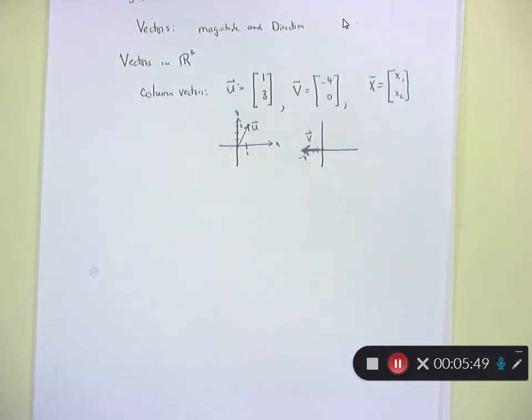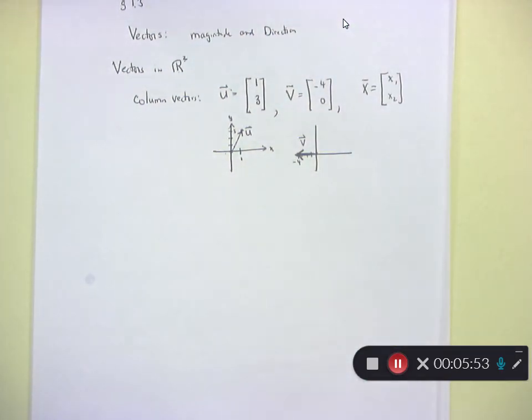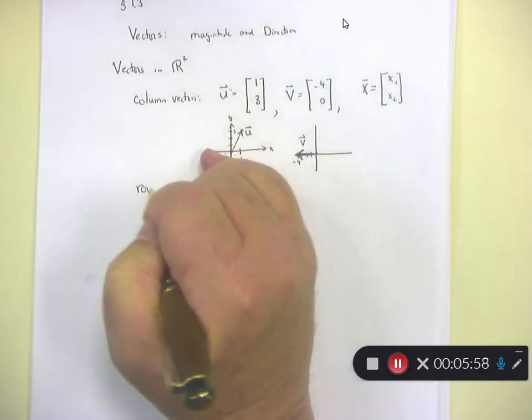Okay? These are column vectors because they're written vertically. You can also talk about row vectors.